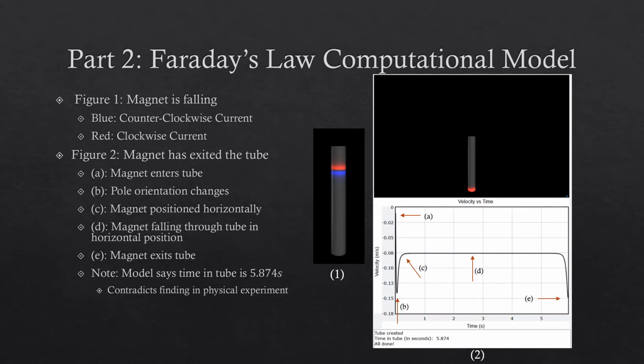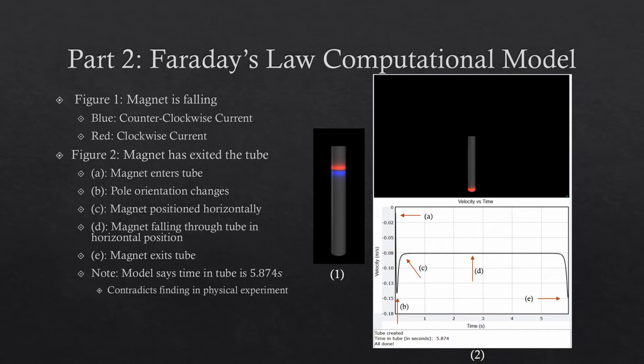In part 2 of the experiment, a computational model is made using GlowScript. Figure 1 shows a computational model of the magnet and tube as the magnet is falling through the tube. The blue part of the computational model shows the counterclockwise current, while the red shows the clockwise current. In Figure 2, we see the computational model of the magnet and tube at the time when the magnet has exited the tube, also shown as a velocity versus time graph for the magnet.